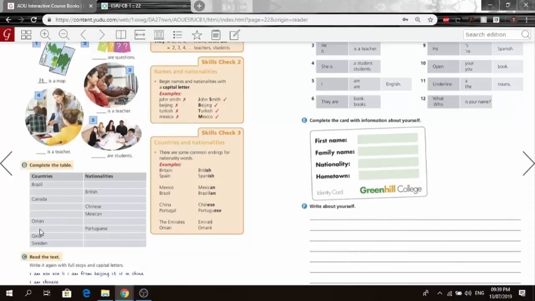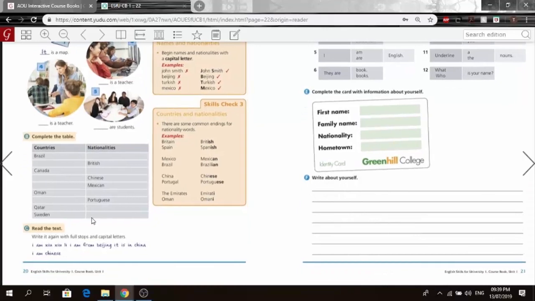Portuguese is obviously the country is Portugal. Qatari is Qatar, and the nationality is Qatari. And Sweden, it's actually Swedish. Okay, so these are from the countries that use ISAH.